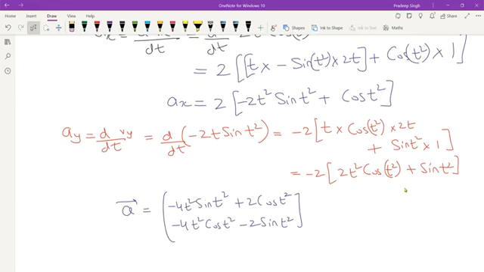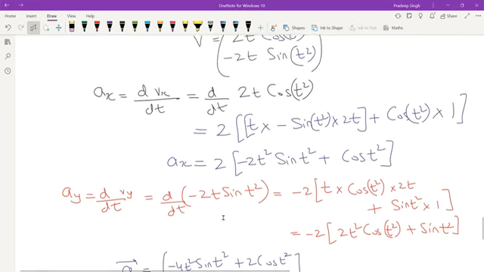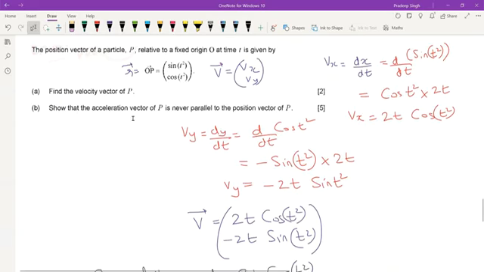And that is the acceleration vector. Now, going back to the question, we were supposed to show that the acceleration vector is never parallel to the position vector. So, the approach which we are going to take is we first will assume that acceleration is actually parallel to the position vector of p. And on solving, if we get something which is illogical, then we can say that acceleration is not parallel to position vector. So this is like an indirect approach of solving this particular part.